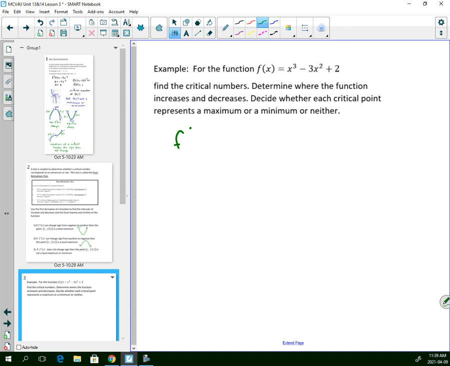So the first thing, here we have a function. The first thing we're going to do is find the derivative. So we get 3x squared minus 6x. We'll set it equal to 0 so that we can find those critical numbers.